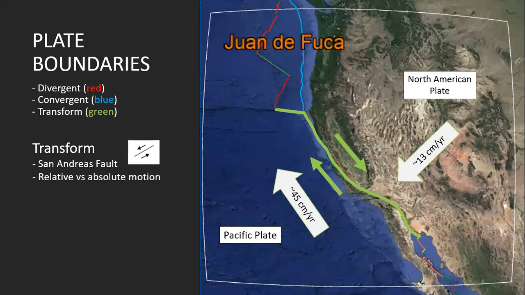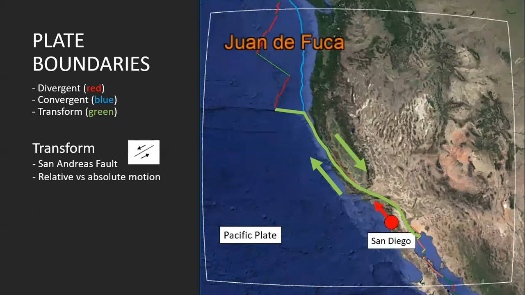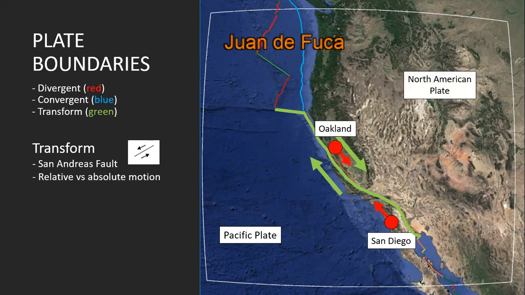Next, assuming that these plate motions continue into the geologic future, then San Diego, which is situated on the Pacific plate, will continue to move northward, and cities like Oakland, that are located on the North American plate side, will continue to move southward over geologic time.